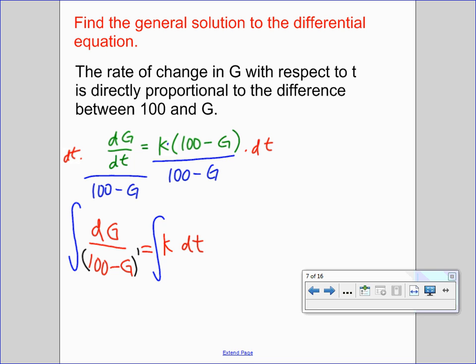It would be -1. And so we can provide a constant multiplier. We can provide that negative, so long as we cancel it out in our antiderivative. We know that we can integrate this, rather, to the opposite of natural log of the absolute value of the quantity 100 minus G. Let's do it. So we get the opposite, negative natural log of the absolute value of 100 minus G on the left, close bars, plus C.